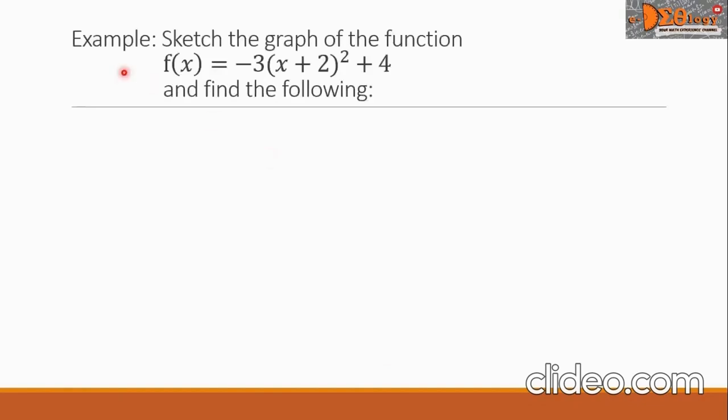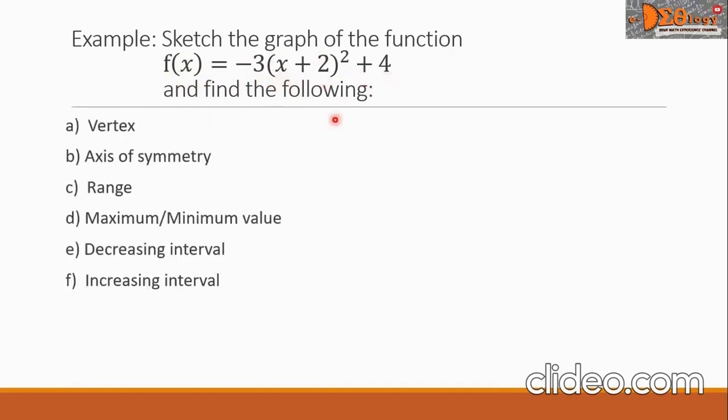Let's have an example. Sketch the graph of the function f(x) = -3(x + 2)^2 + 4, and find the following. Letter A, vertex. B, axis of symmetry. C, range. D, maximum or minimum value. E, decreasing interval. And F, increasing interval.